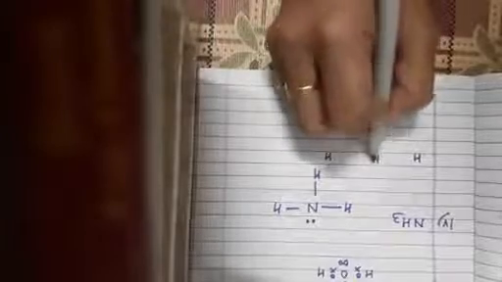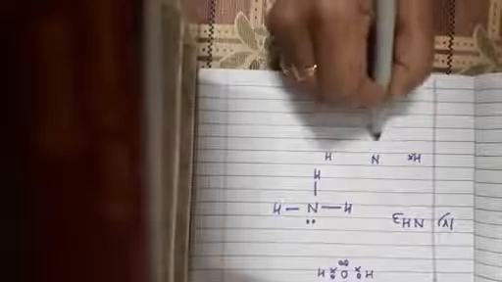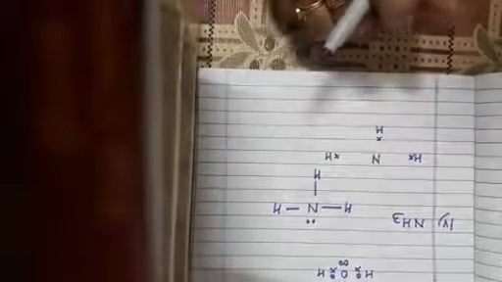3 hydrogen atoms at 3 corners and 1 nitrogen at the center. So all the 3 hydrogen atoms have 1 electron each in their only shell. And what about nitrogen? Nitrogen's configuration is 2, 5. So it has 5 electrons in its valence shell. If it has 5 electrons, it means there will be a shortage of 3 electrons.